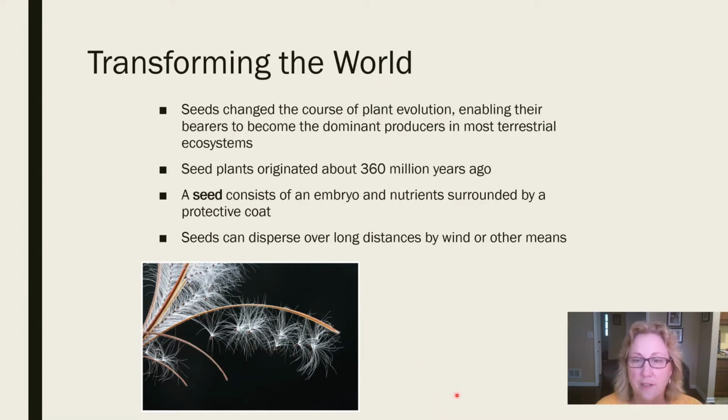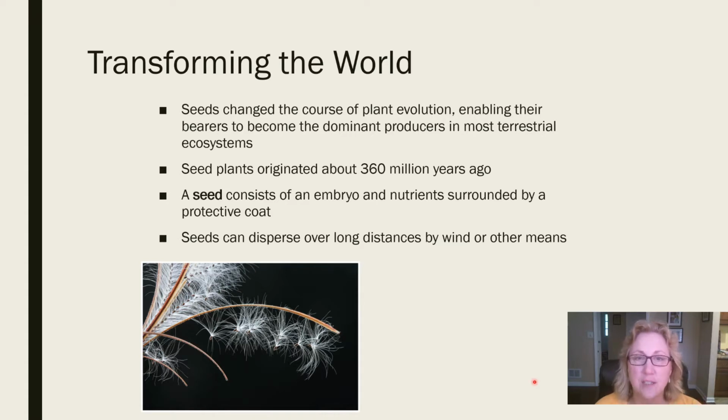Seeds evolved fairly early in plant evolution. So we learned last time that the first land plants, we have fossil evidence of a little over 400 million years ago. And we have fossil evidence for the first seed plants about 360 million years ago. Now this is 100 million years before the first dinosaurs. So this was fairly early. Most of the land vertebrates at this time were very early amphibians.